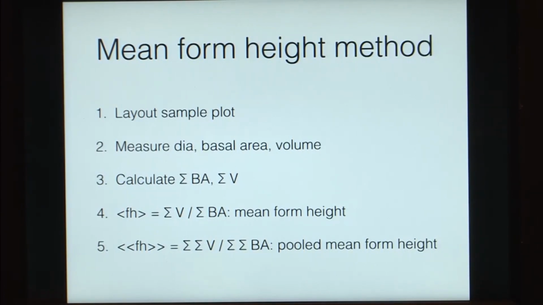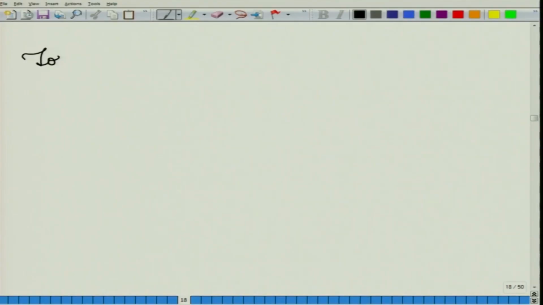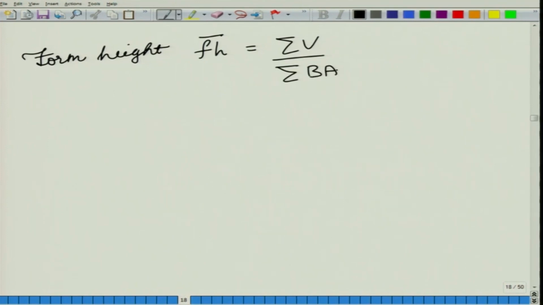Now, what is the form height? Form height is defined like this. We have form height or FH averaged out. This is the mean form height. It is given by the sum of the volumes of all the trees divided by the sum of the basal areas of all the trees. Essentially you can say that form height is the height of the tree multiplied by the form factor, but we can also write it as the sum of the volumes divided by the sum of the basal areas.